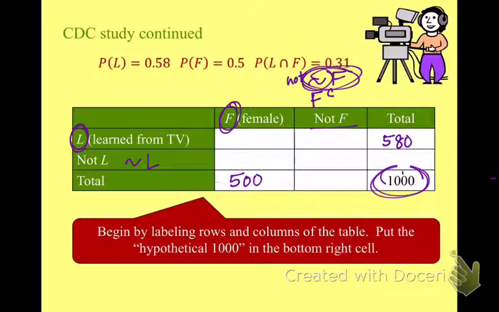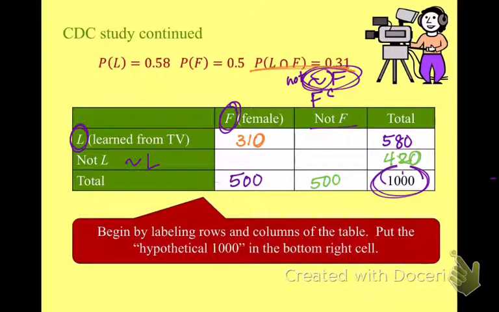Automatically, I can go ahead and fill in the other totals. So not females would also be 500, and not learning from TV would be 420. I just got that from filling in the complements of my events. The last piece of information they give me is the intersection of learn from TV and female. That's going to be 310. So there's a 31% chance, 310.